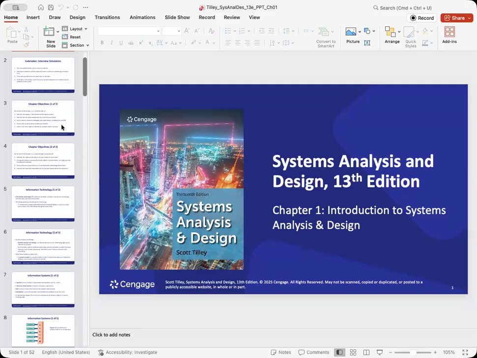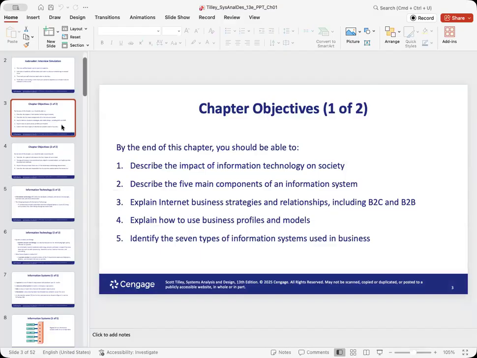All right, so the objectives for today's class are for you to be able to describe the impact of IT on society, and also be able to describe five main components of an information system. And we'll talk about that. We'll also be able to explain internet business strategies and relationships, which includes B2C, B2B. I believe you've heard B2C, business to customer, business to business. I'll also be able to explain how to use business profiles and models and identify the 7 types of information systems used in a business.